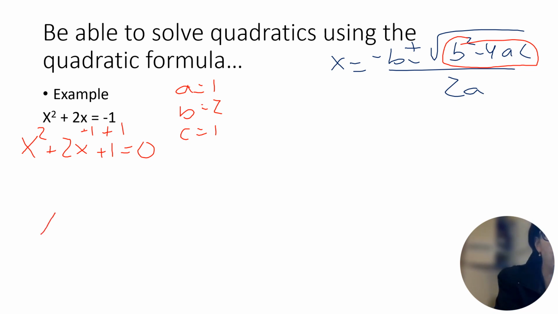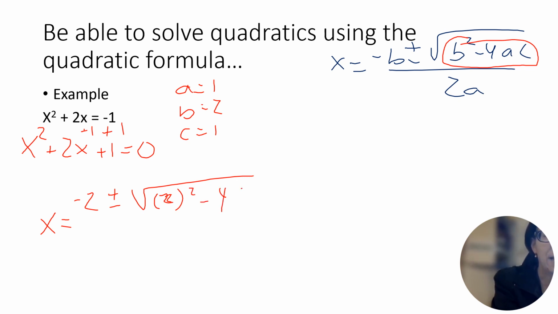So this is what I would want to see for your work. The opposite of B, well, B is 2. So the opposite of 2 is -2, plus or minus 2 squared. Whoops. Sorry about that. I don't even know how that happened. It did the 2 twice. Minus 4 times 1 times 1, all over 2 times 1.